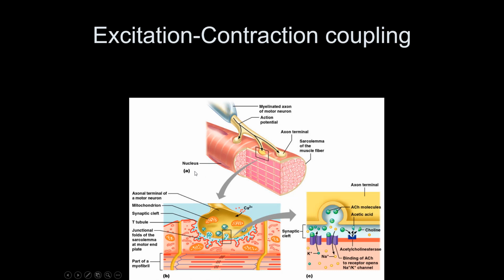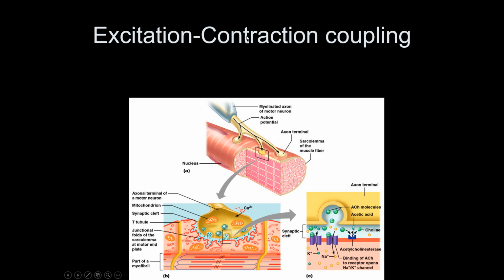When an impulse travels down this axon, it's going to stimulate the synaptic vesicles to dump the acetylcholine into the synapse, which is this space right here. That's going to make the acetylcholine bind to a receptor, which is what's going to start the stimulus traveling down the sarcolemma. So what we're going to do is open a bunch of gates that are going to allow things to happen in the muscle.